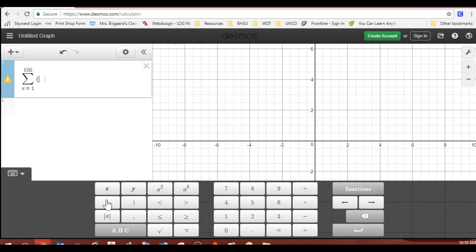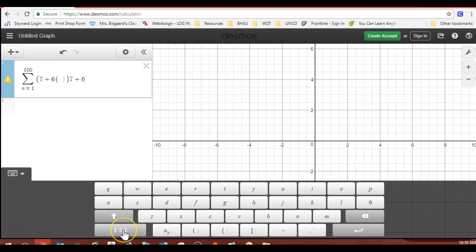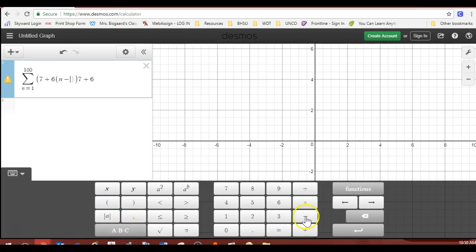And so again, we are starting at 7, and we are adding 6 each time. I'm going to change this a little bit to make sure that you're in parentheses. So 7 plus 6 parentheses, and we have our n minus 1. And then I'll need to delete this stuff over here. And so we end up getting 30,400 as our answer.